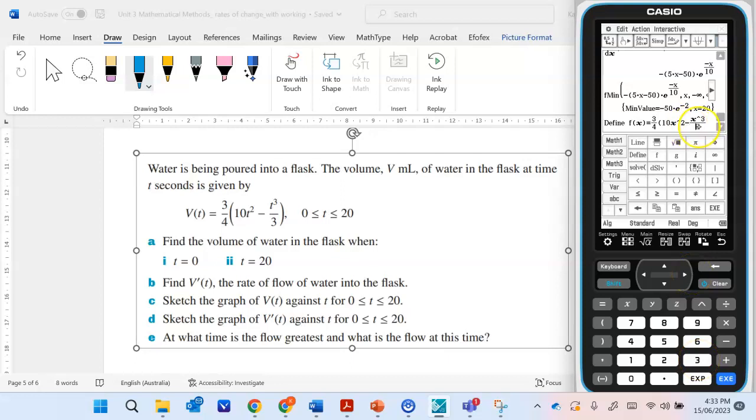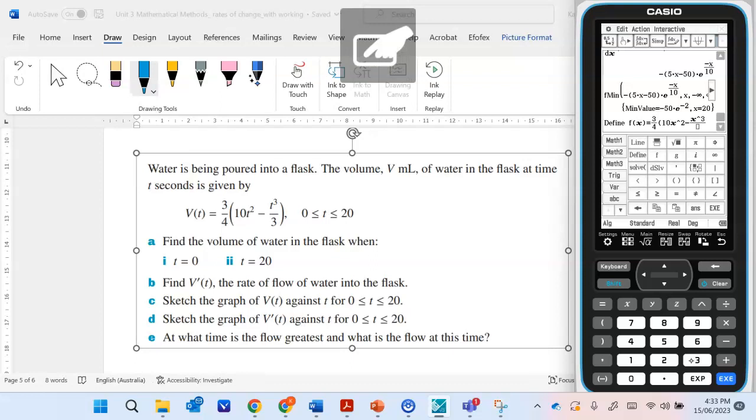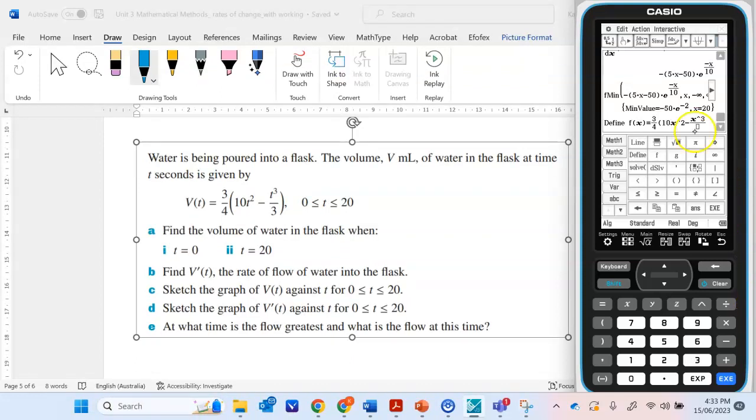Maybe type a 3 in. Come on. Okay, I'm going to flip this over. Maybe it'll cooperate if I use my keyboard. There we go. All right, and we've got a restricted domain. I'm going to put that in here in my define.